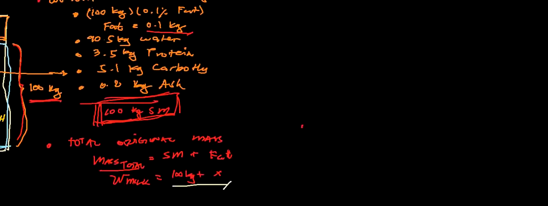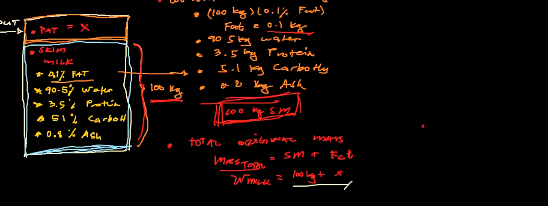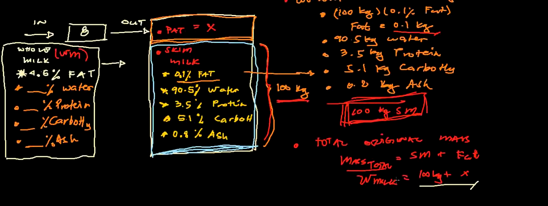Okay, so for us to determine the total mass, or the original mass of the whole milk, we need to determine this x, the weight of this fat here. Since we are all about fat, and there is a given value in our whole milk, the material input or initial composition, it contains 4.5% fat.